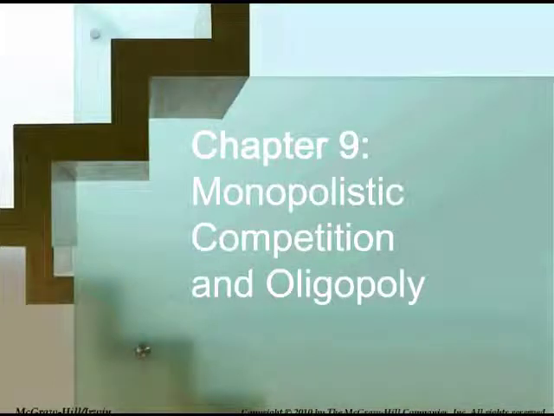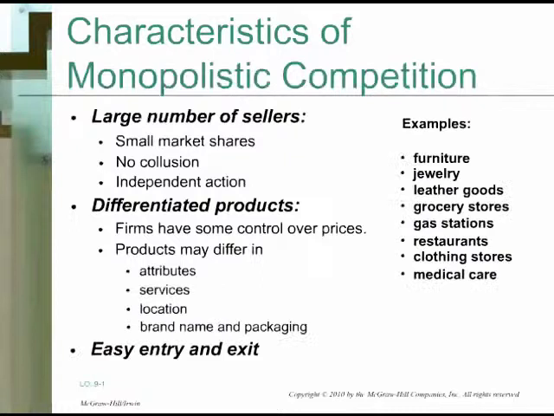Chapter 9. Monopolistic Competition and Oligopoly. Monopolistic competition is characterized by a large number of sellers that have small market shares, cannot collude, and act independently.